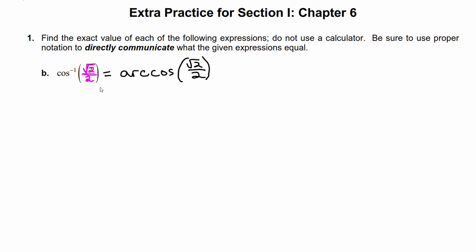So what I can do is literally copy this input value in the given inverse cosine function, and I can use this input value as an output for the normal cosine function. And in order to figure out what cos inverse of square root of 2 over 2 is, we can instead try to solve this little equation and figure out what angle we need to use as an input for cosine to get the output square root of 2 over 2.